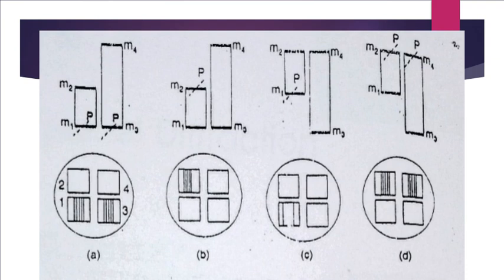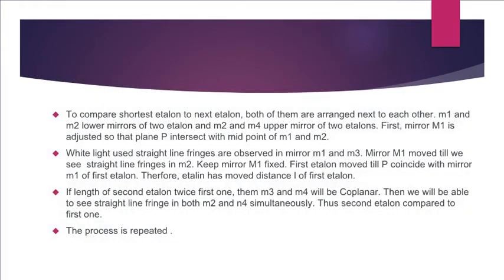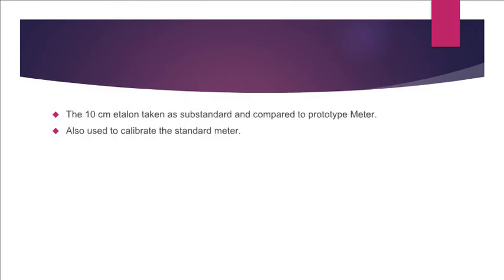Keep mirror M1 fixed. The first etalon is moved till P coincides with mirror M1 of the first etalon. Therefore, the etalon has moved a distance L, the length of the first etalon. If the length of the second etalon is twice the first one, then M3 and M4 will be coplanar. Then we will be able to see straight line fringes in both M2 and M4 simultaneously. Thus the second etalon is compared to the first one. The 10 cm etalon is taken as a substandard and compared to the prototype meter. It is also used to calibrate the standard meter.